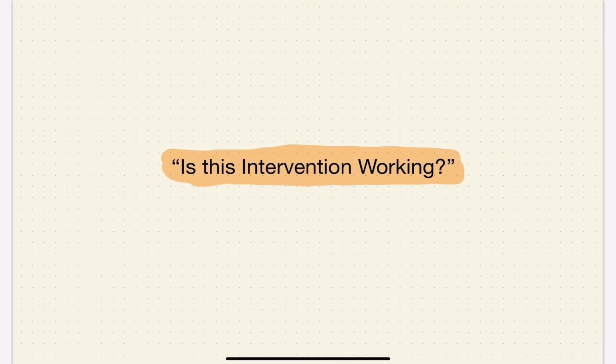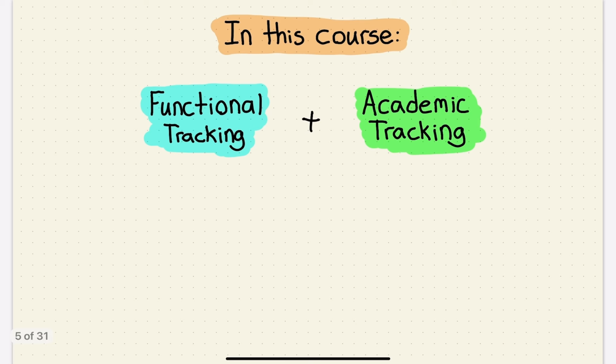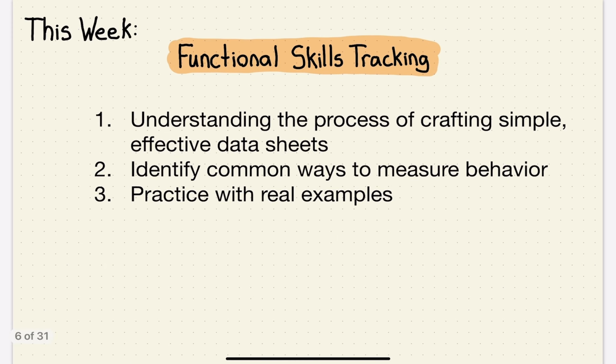doing working? So in this course, we're going to talk both about functional tracking and academic tracking as two different types or systems of data tracking. But I want to talk this week about functional skills, because functional skills were always the things that were more difficult for me to collect data on because of a couple different things. They don't always align to standards or skills or tests or curriculums. And sometimes the nuance of it is so different from student to student that knowing what and how to collect was challenging and is very difficult.